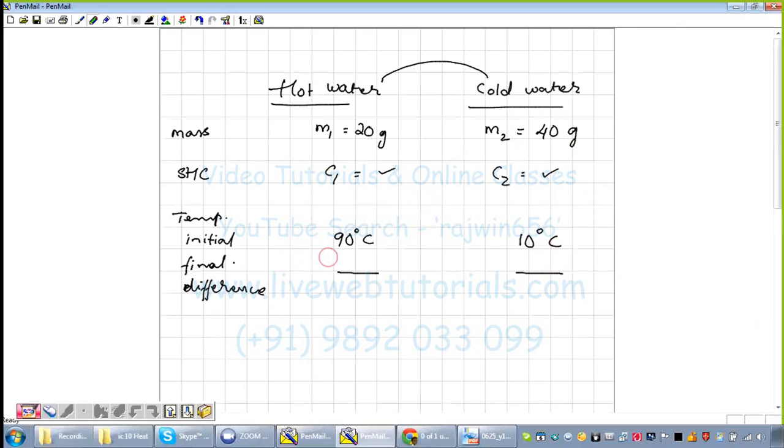Obviously, because you are mixing them, final temperature will be same. Delta T1 over here is going to be 90 minus X. And delta T2 over here is going to be X minus 10. Correct? Because I'm supposed to take over here the positive difference. Obviously, when you are mixing water which is at 90 degrees Celsius and 10 degrees Celsius, the temperature is going to be between 90 and 10. So it will be less than 90 and it has to be more than 10. So that's why the difference is taken this way.